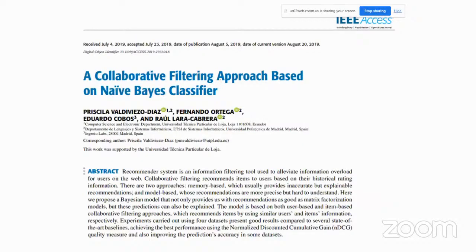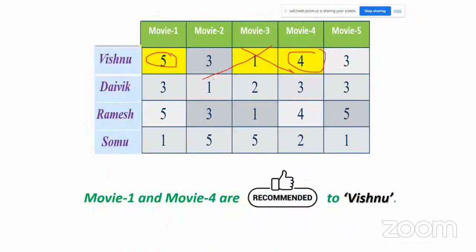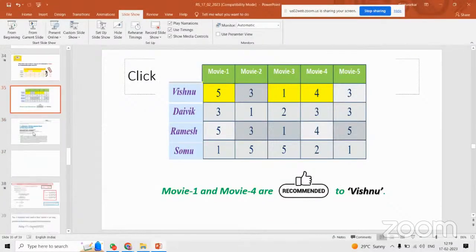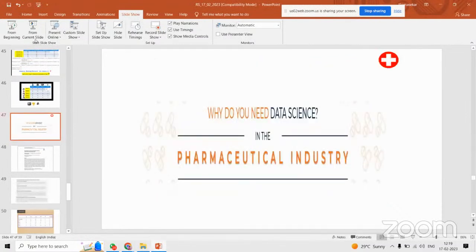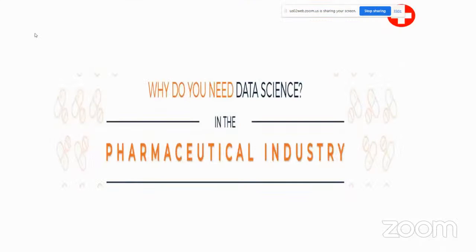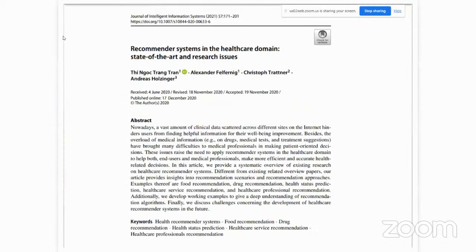Even we'll go for a healthcare application also. For the pharmaceutical industry, how to apply? I'll come back to that later. So even how to apply this machine learning recommendation system for the pharmaceutical industry. So this is a base paper on recommendation systems in the healthcare domain.